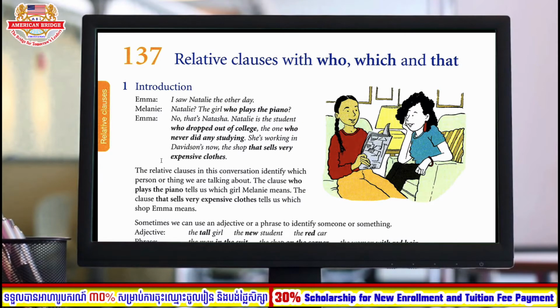Okay, so if you look at the relative clause in this conversation, you can identify which person or thing we are talking about. The clause who played the piano tells us which girl Emma means. The clause that sells very expensive clothes tells us which shop Emma means. So why do we call it an adjective clause? Because it modifies and tells specific information about people and places. So it functions similarly to an adjective.